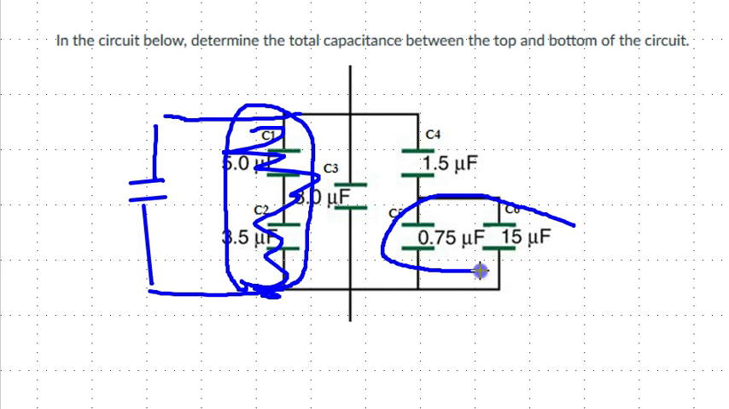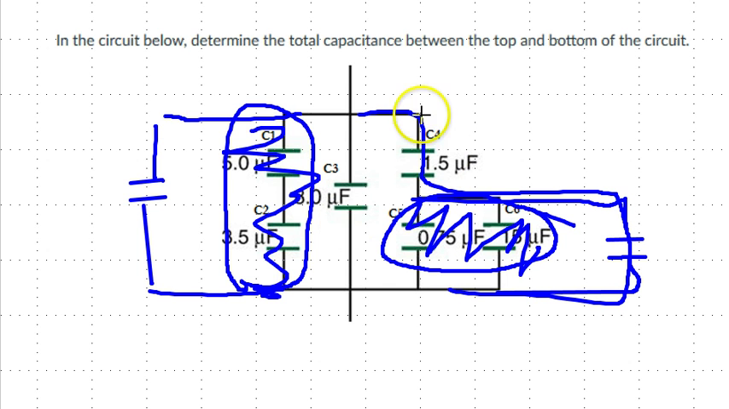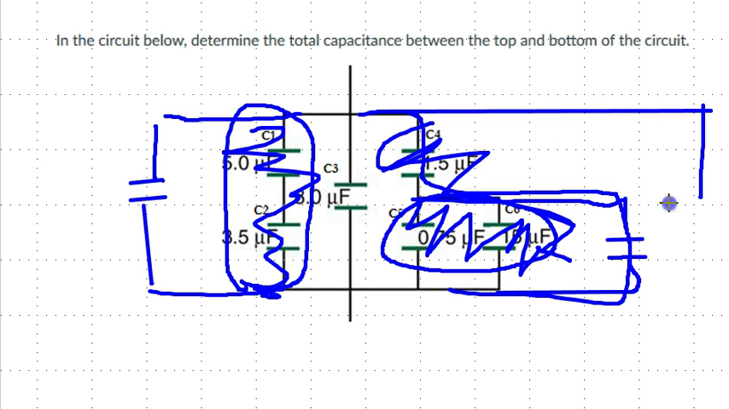These two are in parallel, so you can combine them, right? It's like you erase those two and you put in their place the one capacitor that is the total of these two capacitors. So these are in series, they add inversely. These are in parallel, they add directly. So now you have this in series with this new capacitor over here, right? So you're going to combine them and put in their place one capacitor.